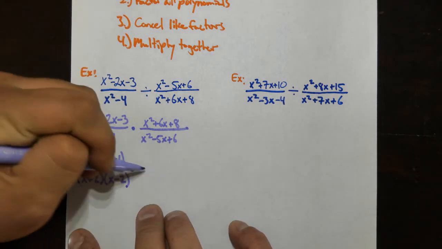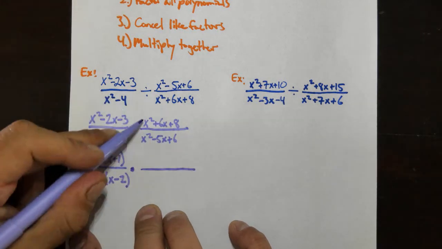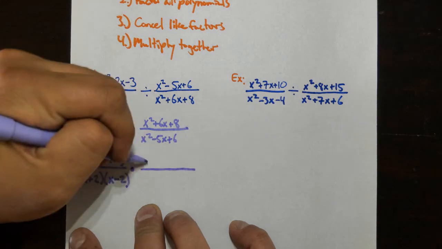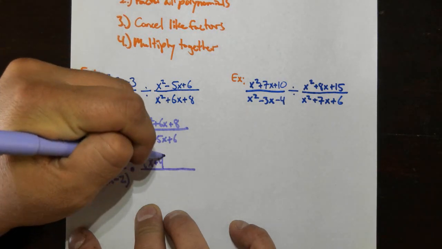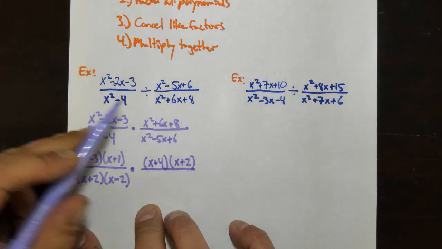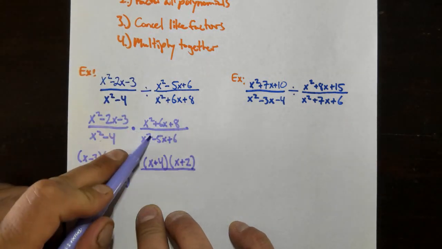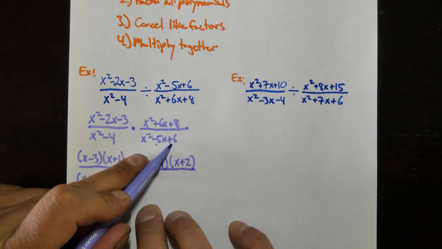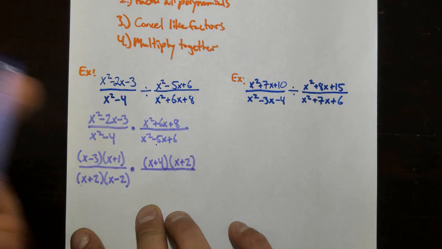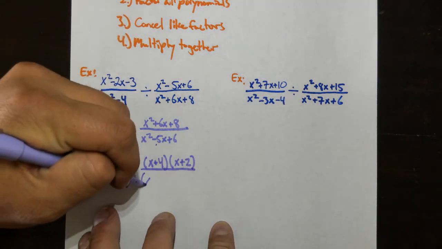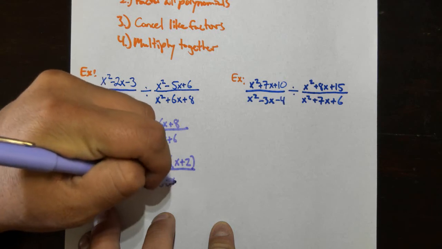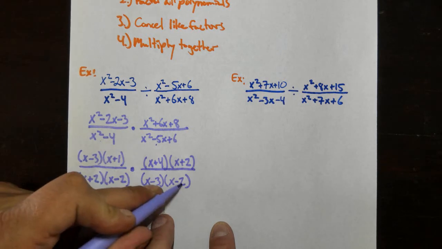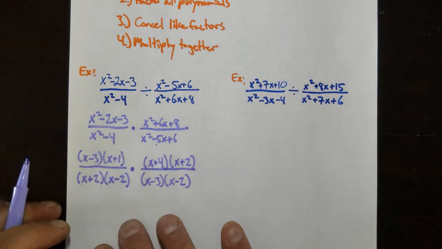And then we need to find the factorization of these two. Two numbers that add to 6 and multiply to 8, that's going to be 4 and 2. So x plus 4, x plus 2. And then this bottom right adds to -5 but multiplies to 6. So that's going to be -3 and -2, because -3 minus 2 is -5, and -3 times -2 is +6. So now we have done step 2.